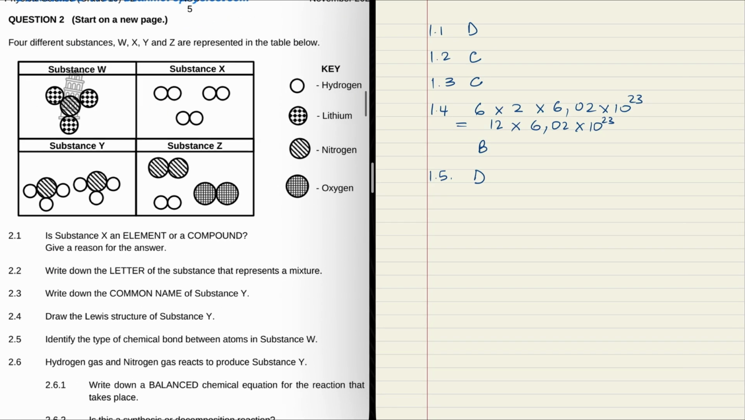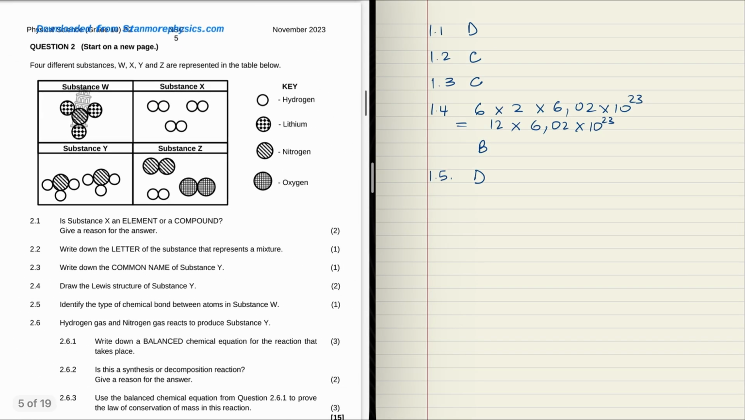Let's now move on to question number 2. 4 different substances, W, X, Y, and Z, are represented in the table below. Question 2.1 asks: is substance X an element or a compound? Substance X is going to be an element.